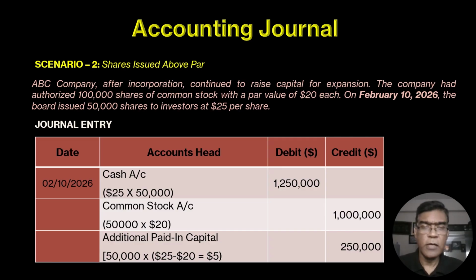If you look closely, you can see the transaction date and the cash account debited by the full amount, which means 25 times 50,000. Common stock is 50,000 shares times par value. Common stock is always credited with the par value, and above the par value, we always credit additional paid-in capital. So what's the amount? Each share exceeds par value by 5, so for 50,000 shares, the amount is 250,000. 5 times 50,000. Clear?